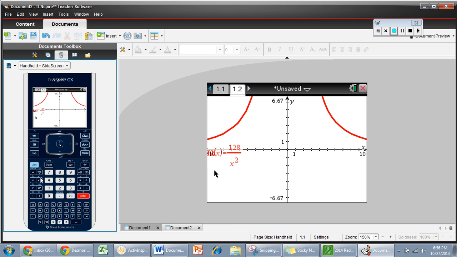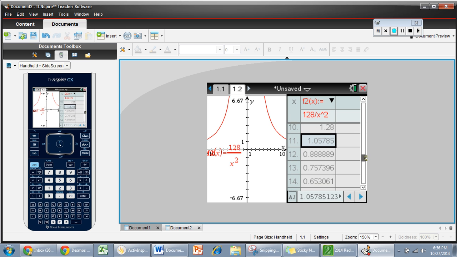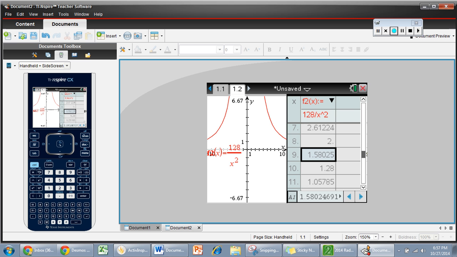Hit enter. We're going to look at Control T for the table of values. And we're going to go down until we find a number in this y column that begins with 0. Here it is. And now we're going to start scrolling backwards until we find the first occurrence of a whole number. And here we have 8 and 2. So this square root of 128 is going to simplify to 8 square root of 2.